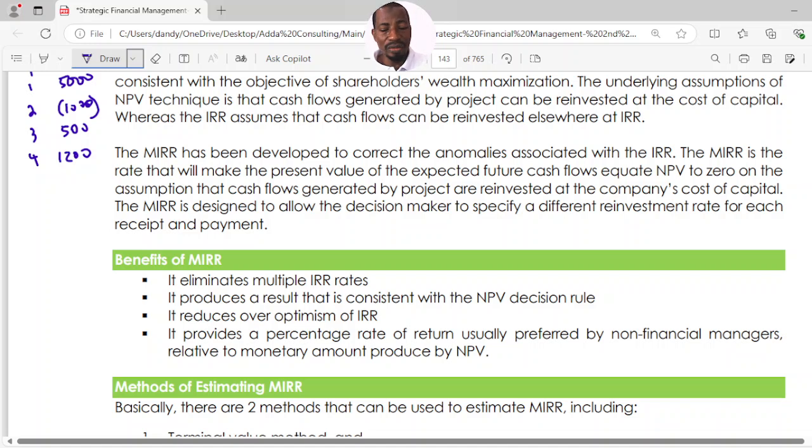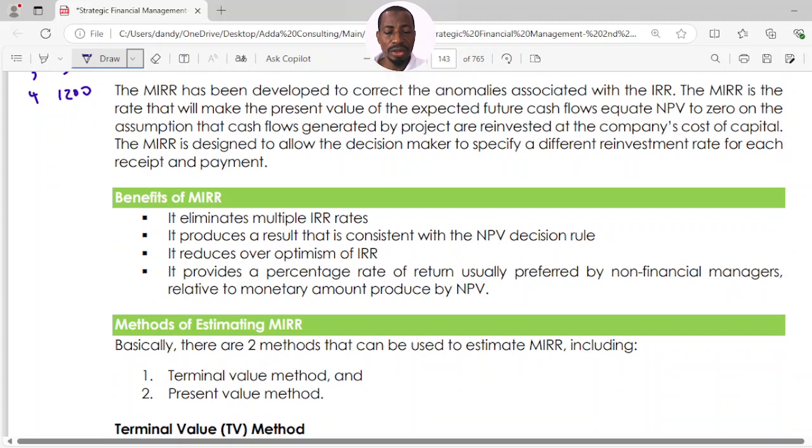The second advantage of modified internal rate of return is that it produces a result that is consistent with the NPV decision rule. Any project that NPV suggests should be accepted, the same thing modified internal rate of return will do. Again, it reduces over optimism of IRR. It provides a percentage rate of return usually preferred by a non-financial manager relative to monetary or absolute amounts produced by the NPV. So these are some of the benefits of a modified internal rate of return.